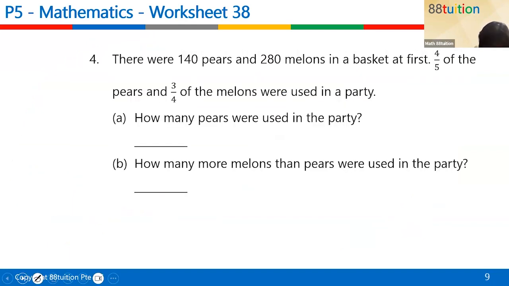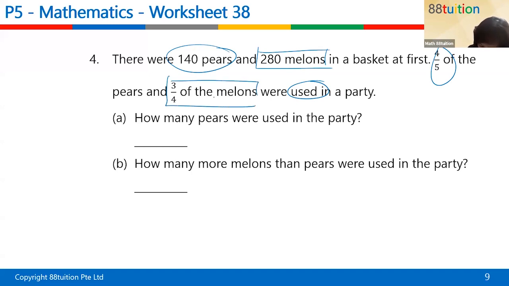Number 3, number 4 already. Okay. So what did number 4 say? There are so many pears. There are so many melons in the basket. 4/5 of them, they are used up. 3/4 of them are used up. So he's asking for how many pears are being used up.